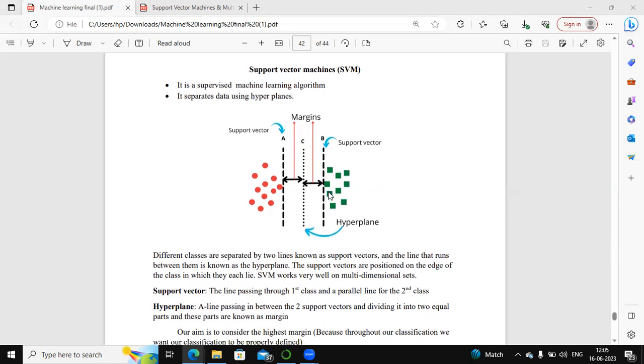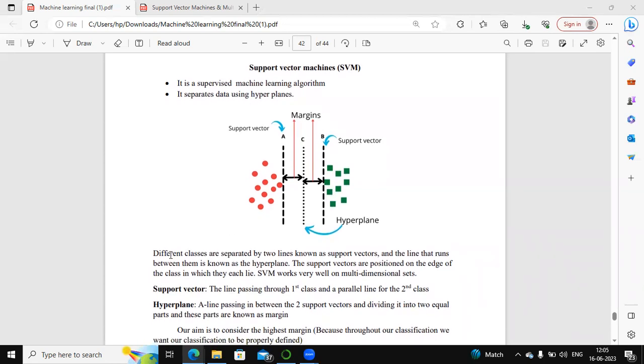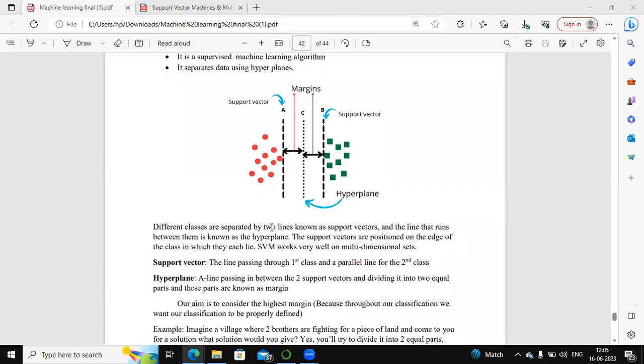Let me explain this completely. Different classes are separated by two lines known as support vectors. This is one class separated by a support vector, and this is another class separated by a support vector. The line that runs between them is known as the hyperplane.